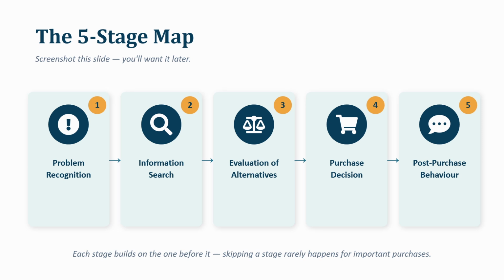Before we discuss each stage, let's look at the complete process in one glance. The 5 stages are problem recognition, information search, evaluation of alternatives, purchase decision, and post-purchase behavior. Think of this as a roadmap that consumers follow from realizing a need to evaluating their purchase after buying.